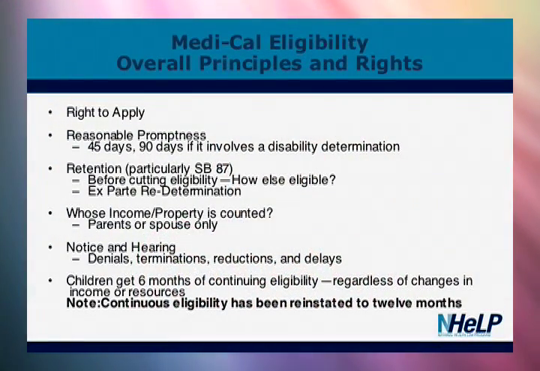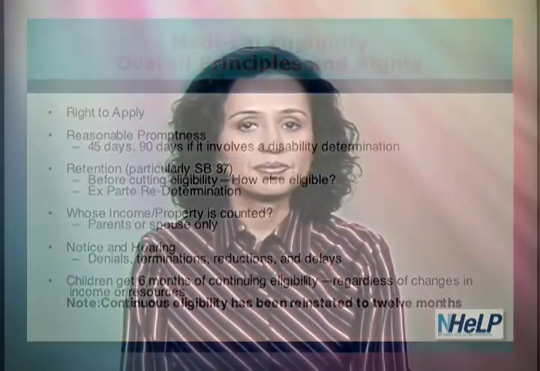Our last eligibility principle is continuous eligibility. In the past, California children have received 12 months of continuous eligibility in Medi-Cal, regardless of any changes in their family's income or resources. Now, as a result of changes to the budget signed by Governor Schwarzenegger in September 2008, children will only receive 6 months of continuous eligibility, not 12 months.